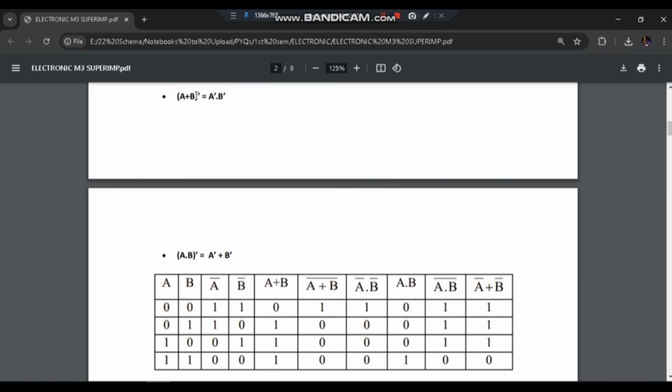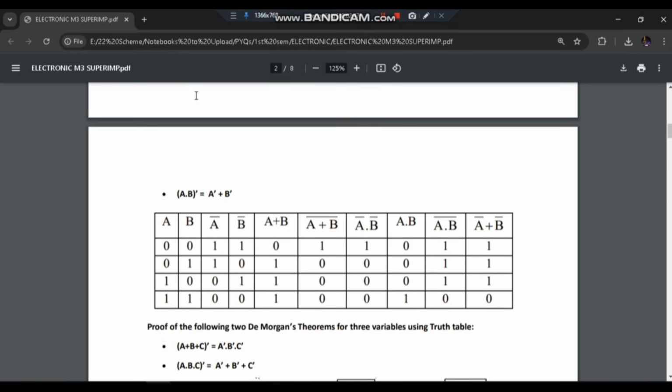By the De Morgan's theorem, a plus b whole bar should be equivalent to a bar and b bar. Where is a plus b whole bar? It is here. So this term should be equivalent to a bar and b bar. See, both of these are equal. That is one thing.